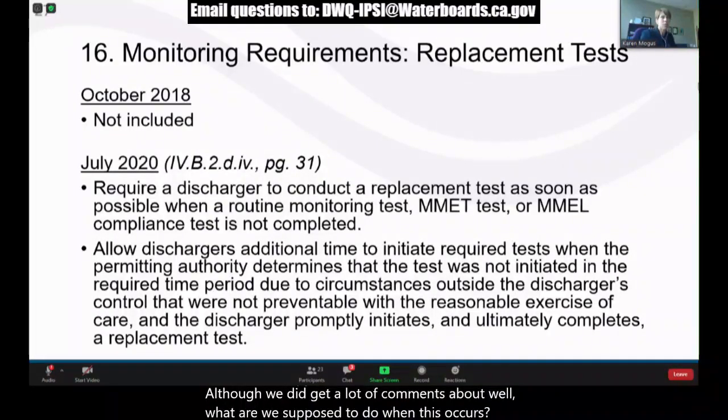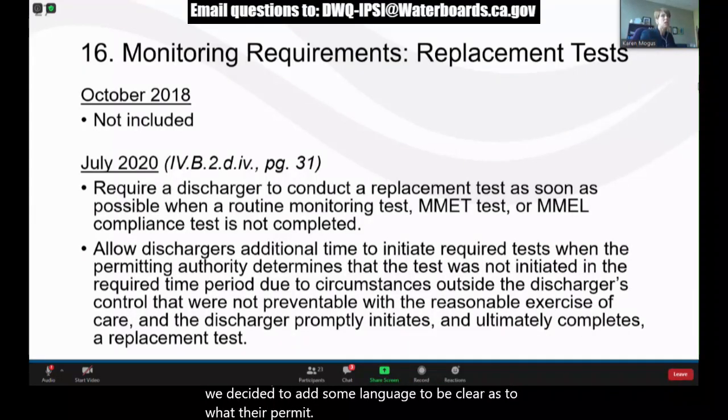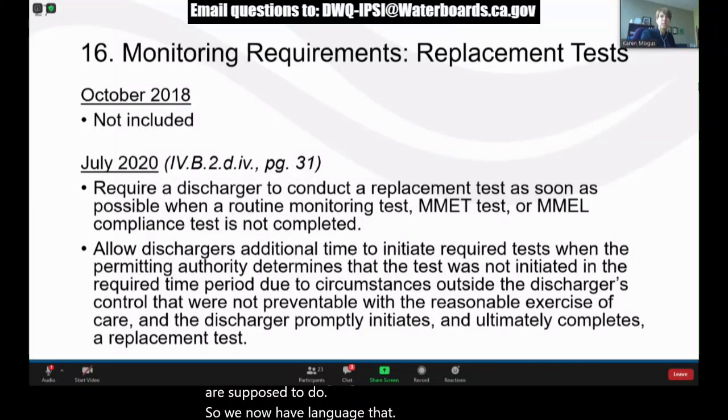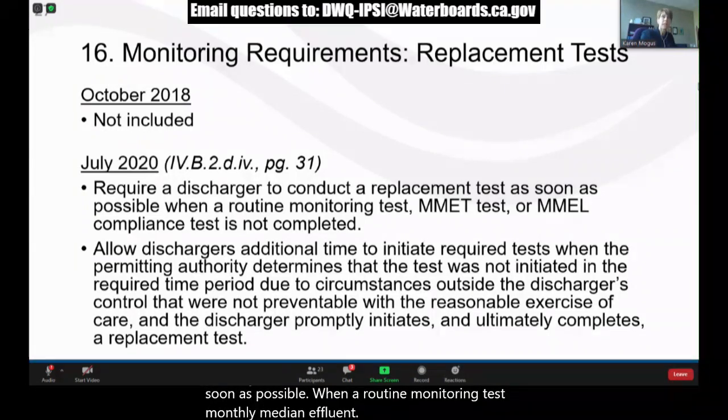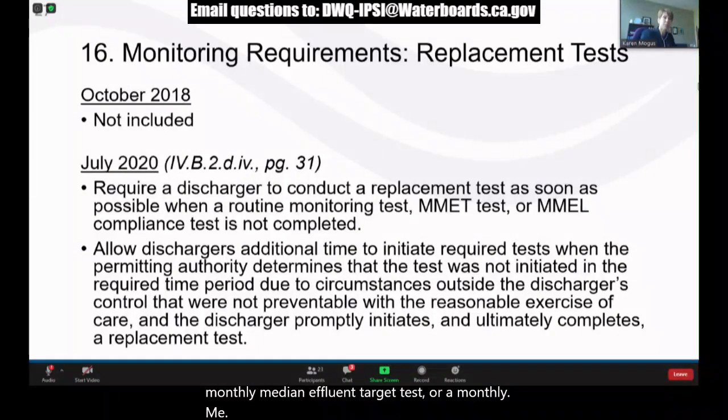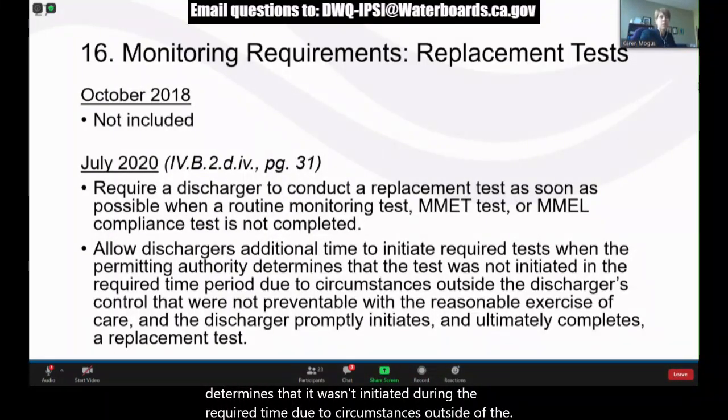So we decided to add some language to be clear as to what the permitting authority and the dischargers are supposed to do. So we now have language that requires the dischargers to conduct a replacement test as soon as possible when a routine monitoring test, a monthly median effluent target test or a monthly median effluent limitation compliance test is not completed, and allows the discharger additional time to initiate required tests when the permitting authority determines that it wasn't initiated during the required time due to circumstances outside of the discharger's control that were not preventable.